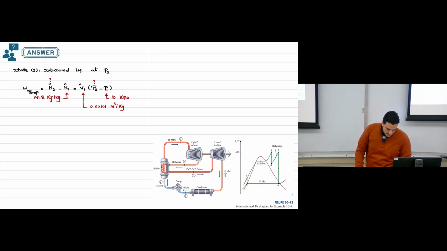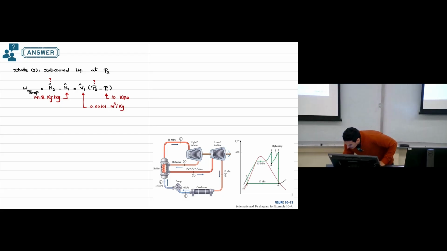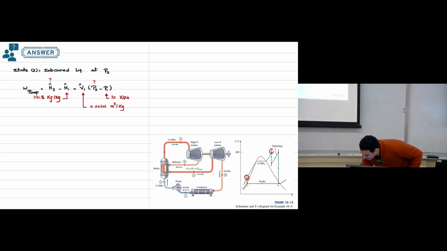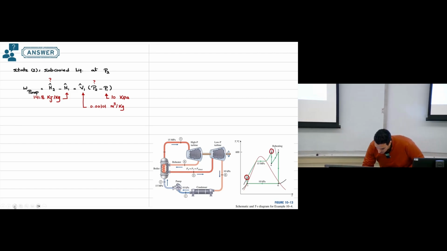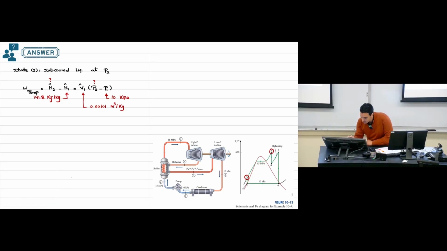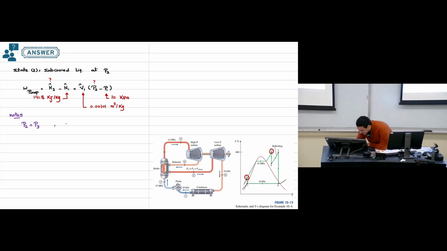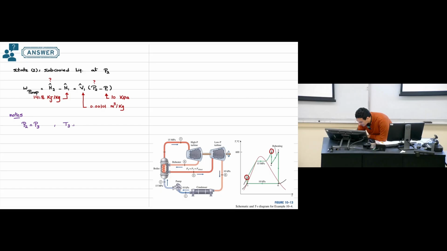But what we know here, we know that the pressure at point number 2 equals pressure at point number 3, right? So let's try to understand more about this diagram we have. So let's put some notes here. We know that pressure at point number 2 equals pressure at point number 3. Okay. So what else can we conclude? We know that temperature at point number 3 equals temperature at point number 5.